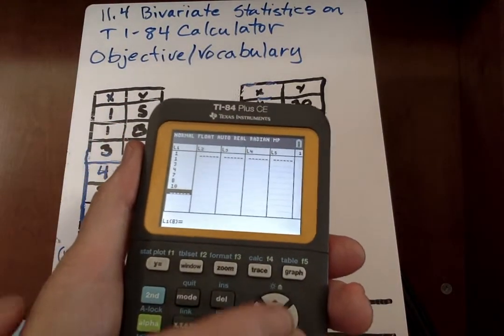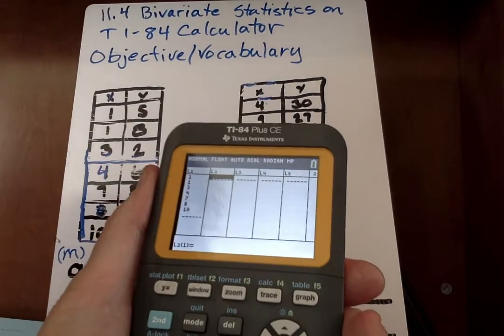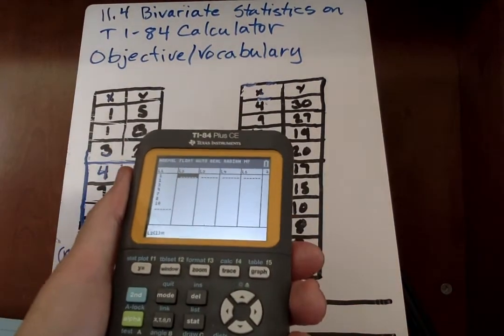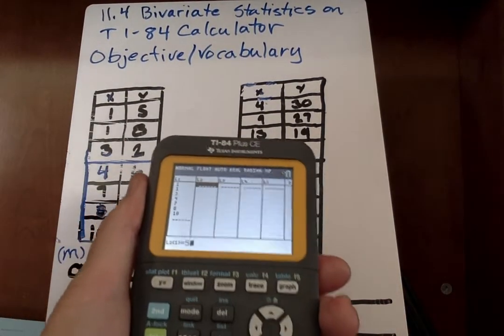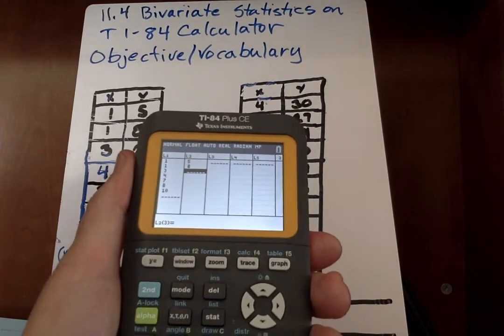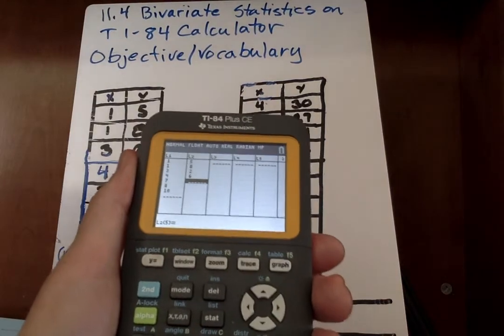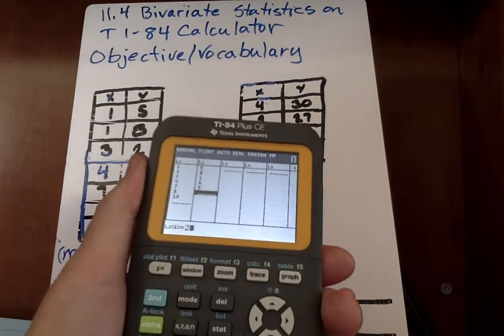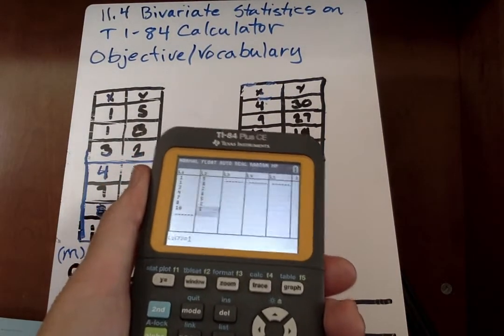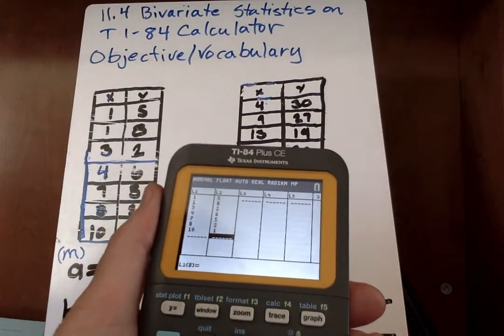Now you want to go over to L2 and put in your Y values. So we have 5, 8, 2, 6, 5, 2, 1. Make sure you put them all in correctly.